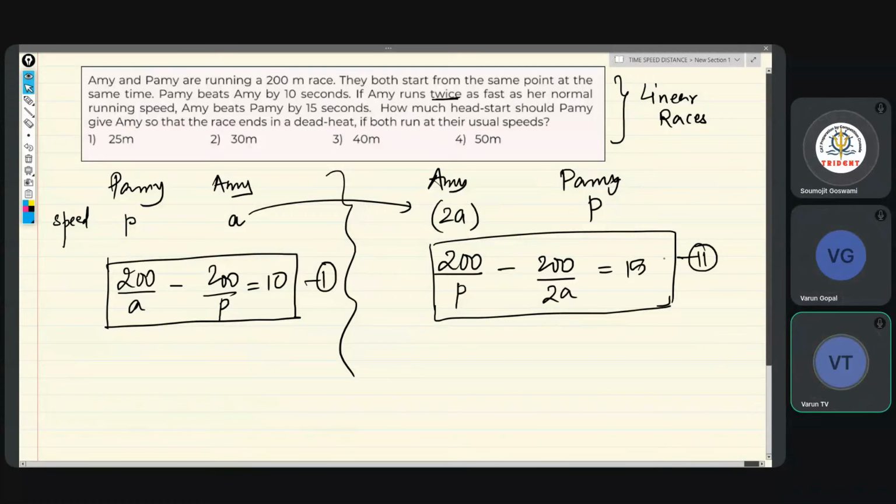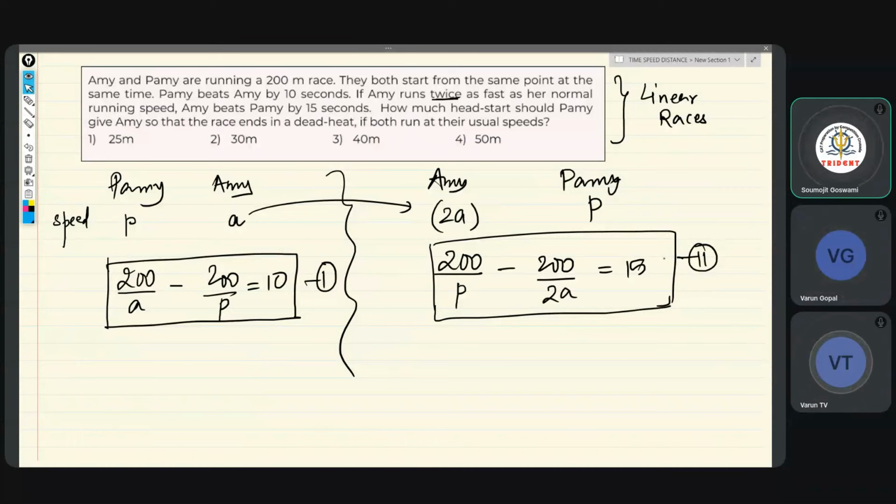What have they asked? How much head start should Pammy give? Actually, let's do one thing. Can we find this from the options? No.